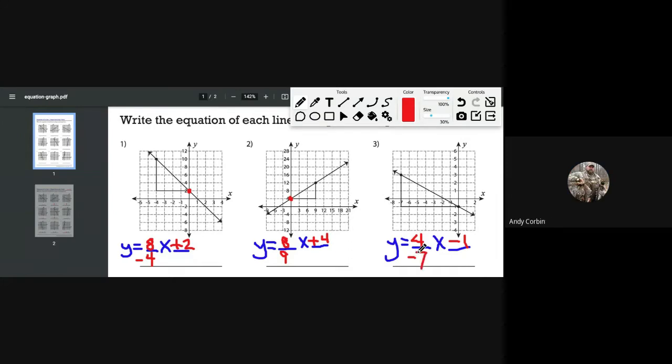And that's all there is to it. You rise 1, 2, 3, 4, and you run, and that's negative because you're going to the left, right? 1, 2, 3, 4, 5, 6, 7. And that's it. That's how you come up with an equation from a graph. Look for your y-intercept, put it after x, do rise over run, that goes in front of x, and that's the equation for this line. Okay?